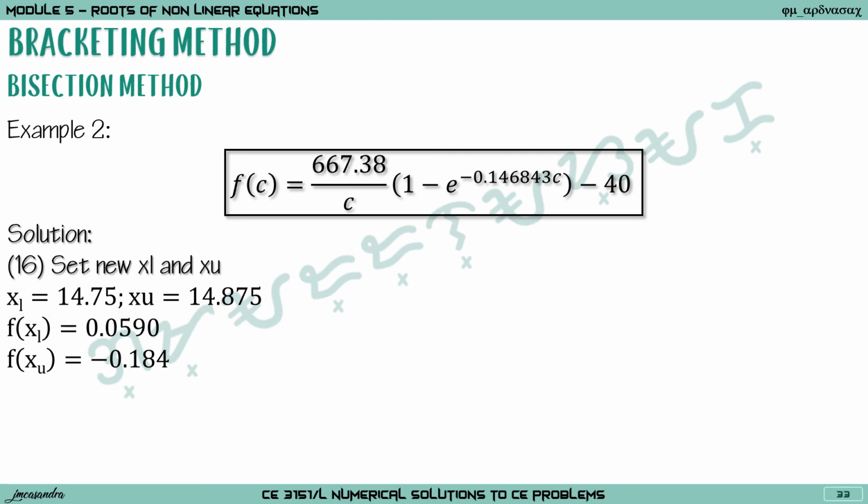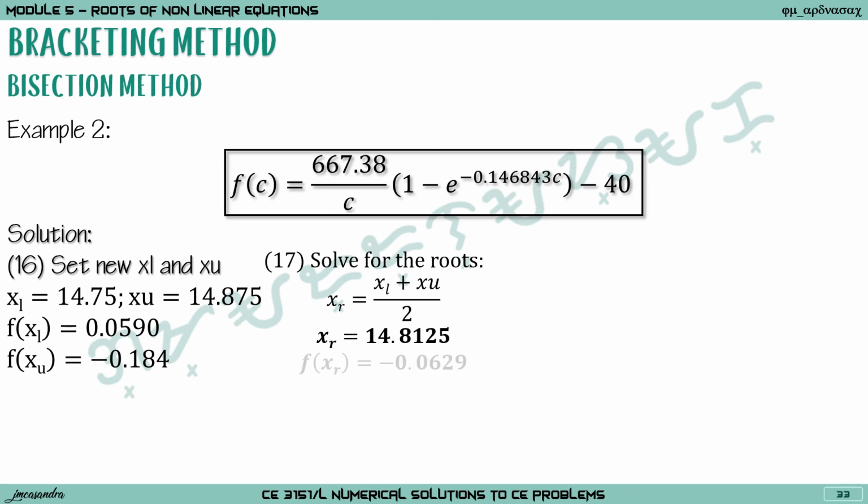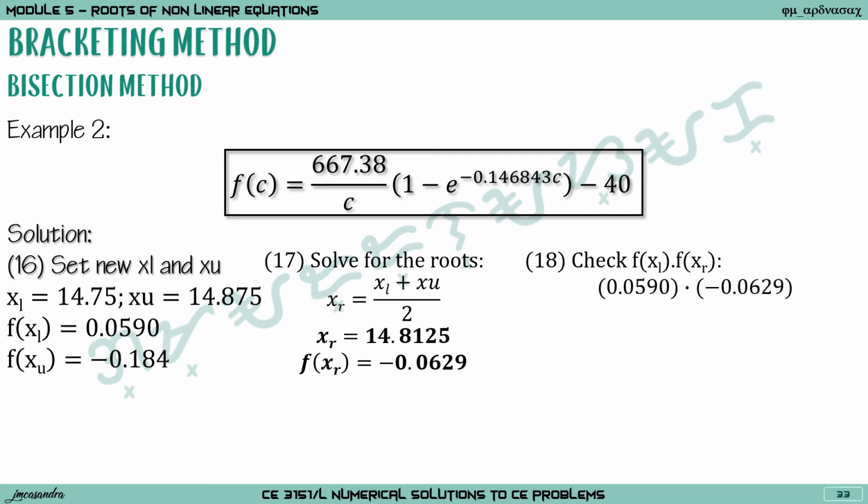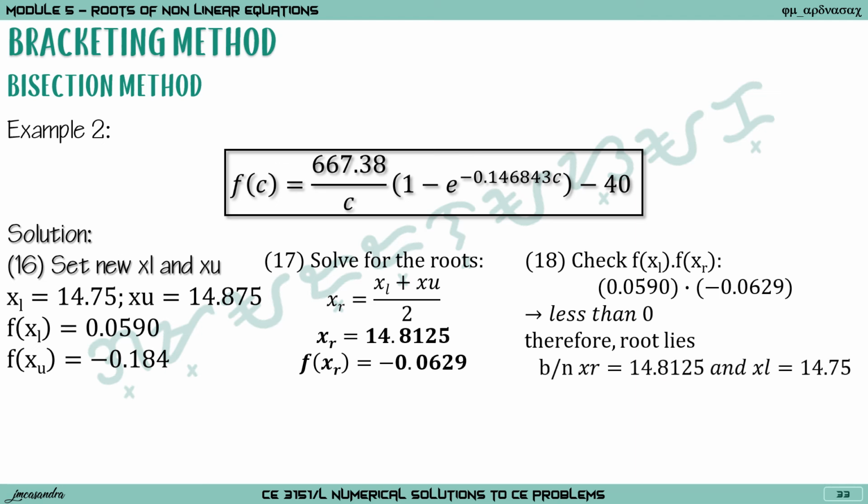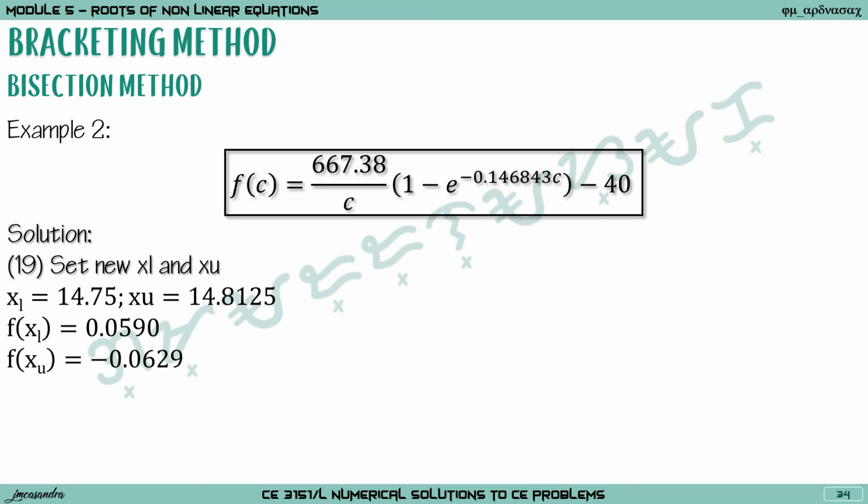14.75 and 14.875. So we compute for the xr, which is 14.8125. The function of xr is equal to negative 0.0629. So compute for the product of the function of xl and the function of xr, which is equal now to a negative value. Therefore, it's less than 0. So our root now is lying between xl and xr. So again, repeat the process.